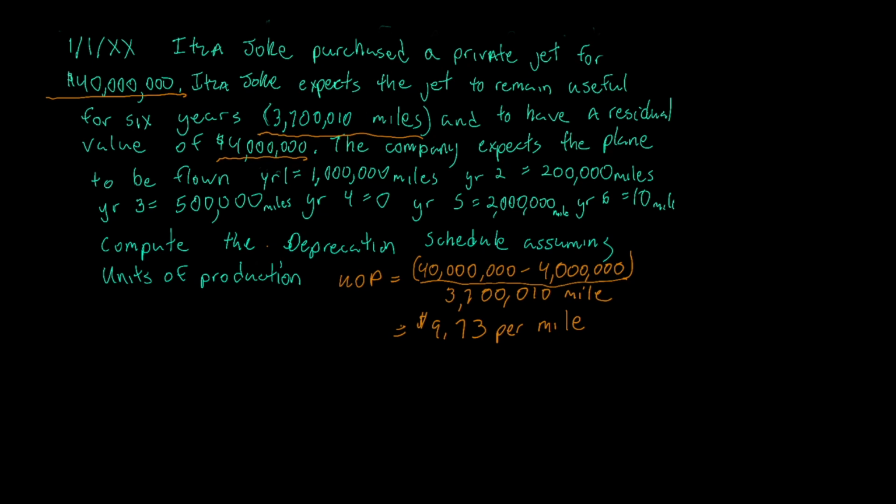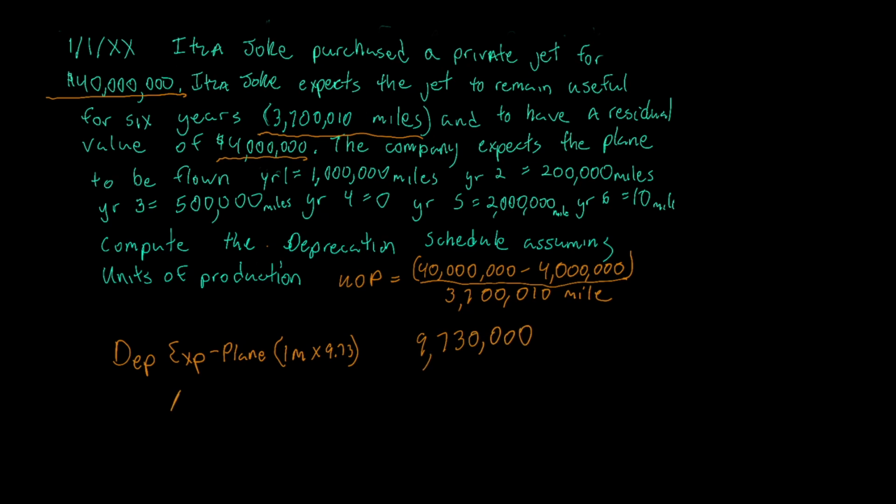Meaning that, gang, for every mile that this particular plane is flown, we're going to depreciate the asset's cost by $9.73. Therefore, for the first year's depreciation adjusting entry, we're going to debit depreciation expense, and we're going to take the amount of time that it was flown, which was 1,000,000 miles, and we're going to multiply that times $9.73, which will give us a total depreciation expense of $9,730,000. And obviously we're going to also credit accumulated depreciation for the same exact amount.